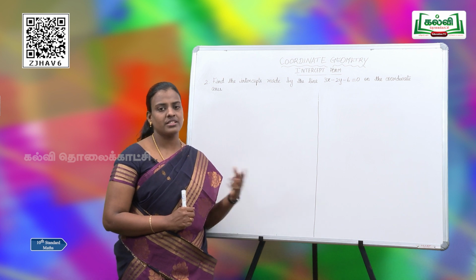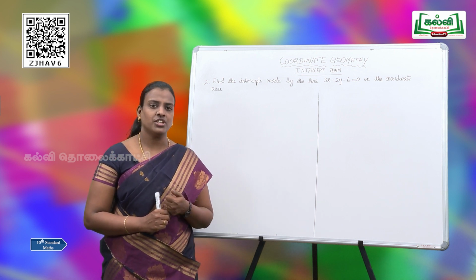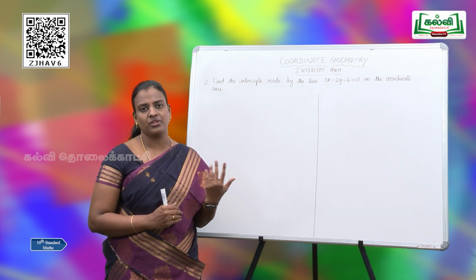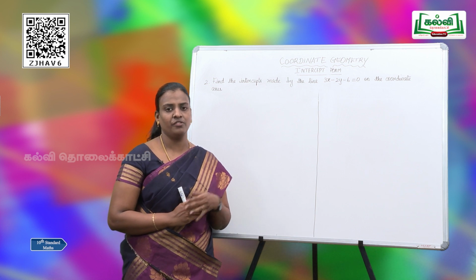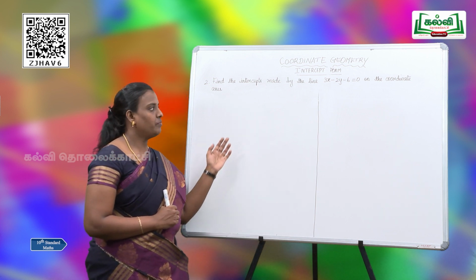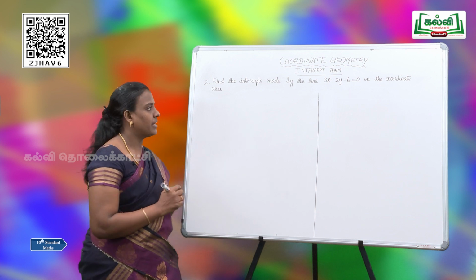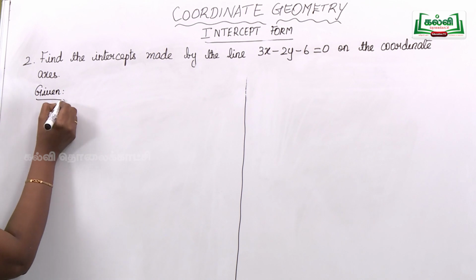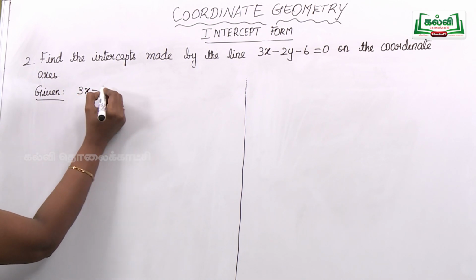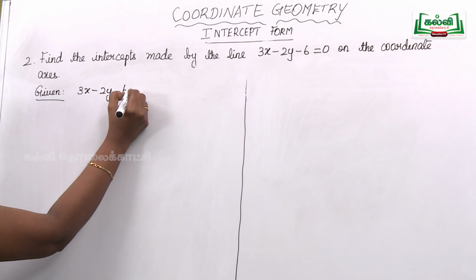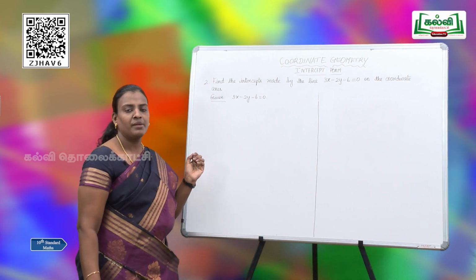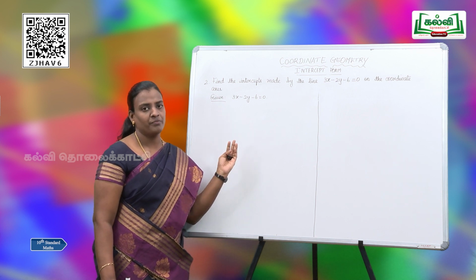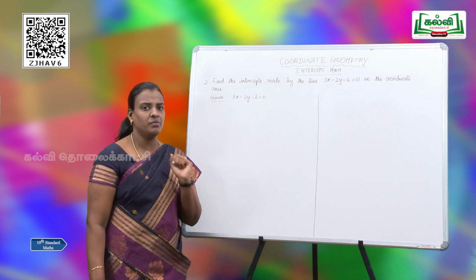Now, to solve this question, there are two methods. I will be teaching you both the methods. Whichever method you feel comfortable with, you can use that method in the examination or for your better understanding. Okay, let me do the first method. First method is I will take the equation. So, what is given in the equation? 3x minus 2y minus 6 is equal to 0. Now, I am going to compare this equation with the intercept form. Only then I will get x intercept and the y intercept.